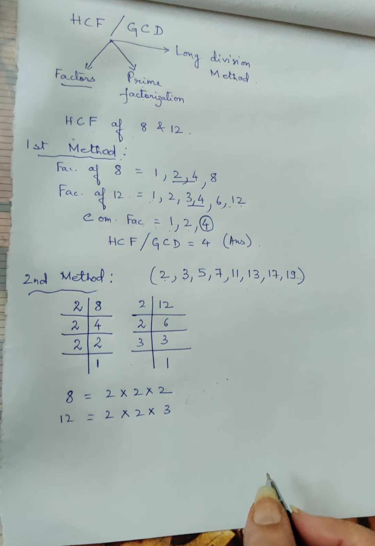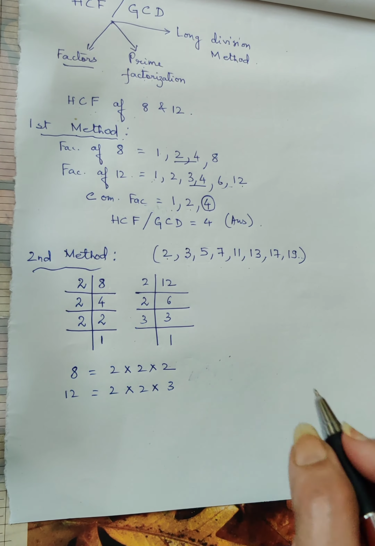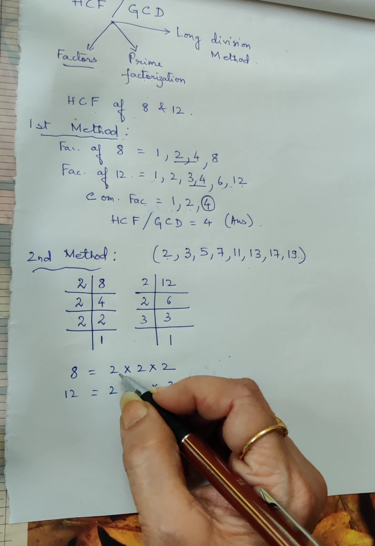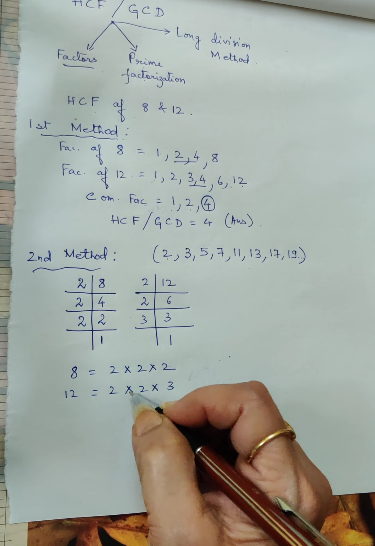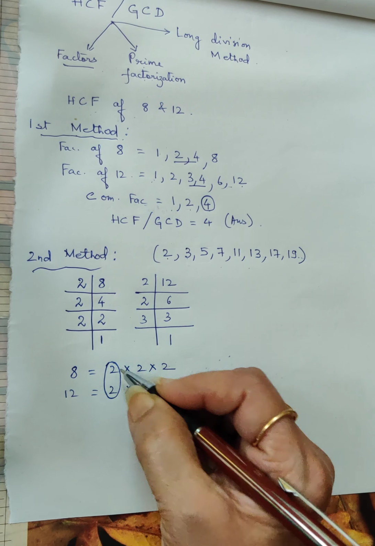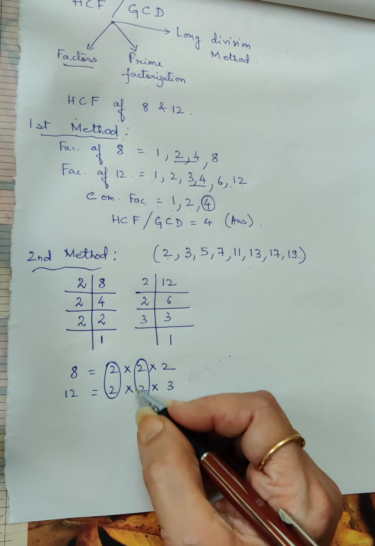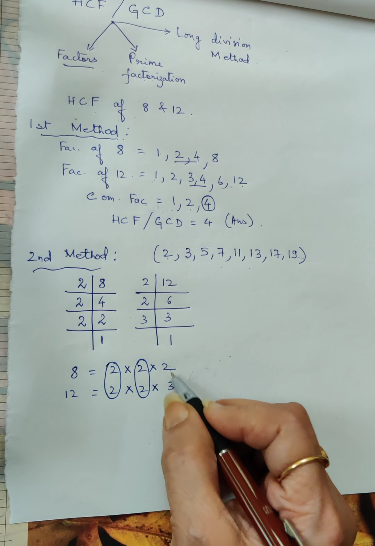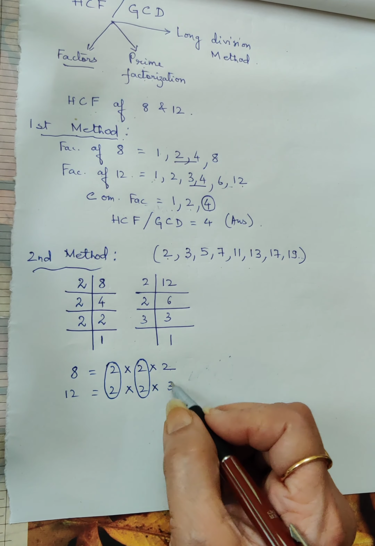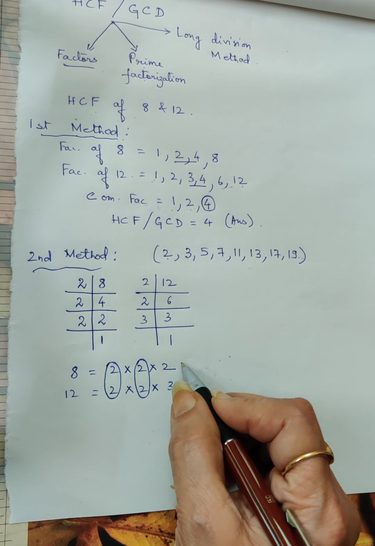Now, what you have to check for finding out HCF? You have to check the numbers which are common in both the given numbers. Like 2 is common in both 8 and 12, and this 2 is again common in both. 2 and 3, they are not with pair. They are not forming any pair. We don't have an extra 2 here, neither we have an extra 3 here.